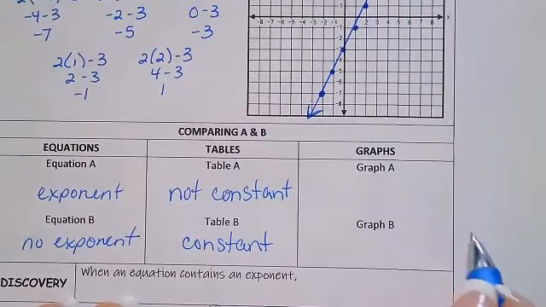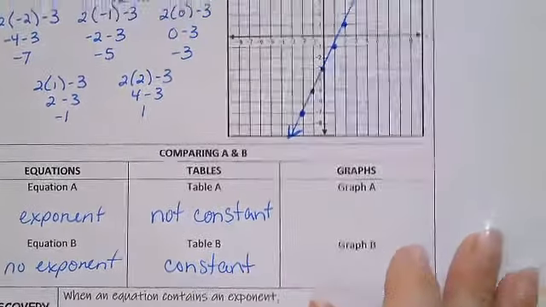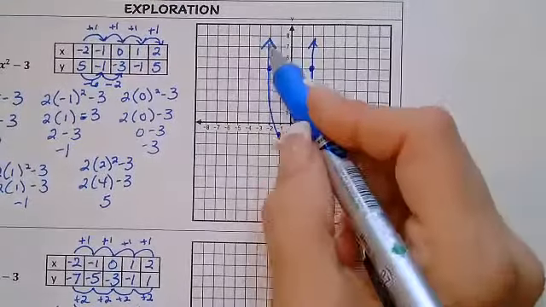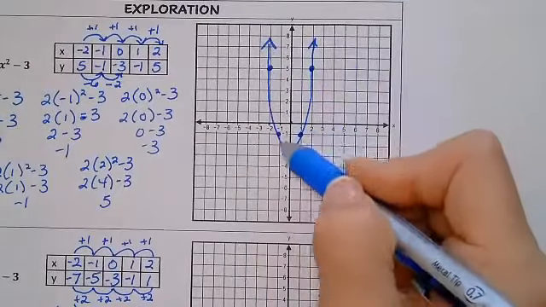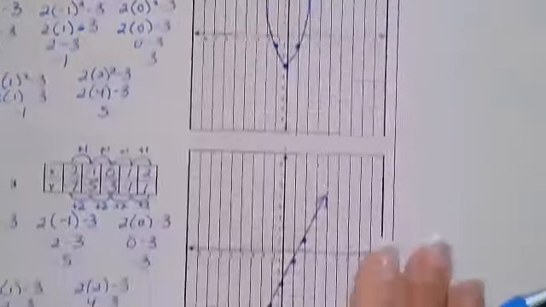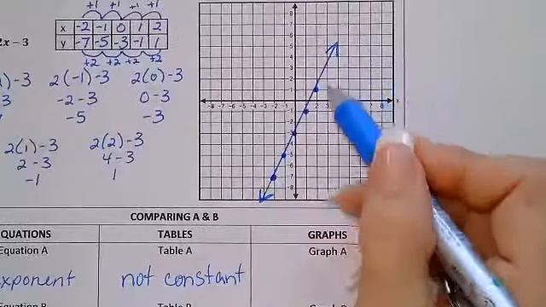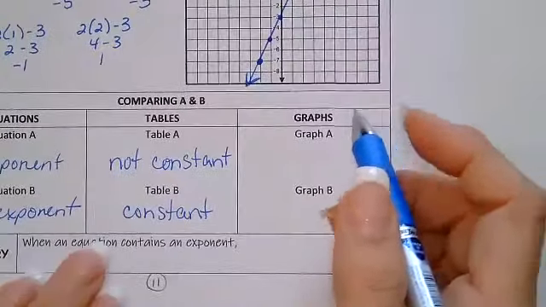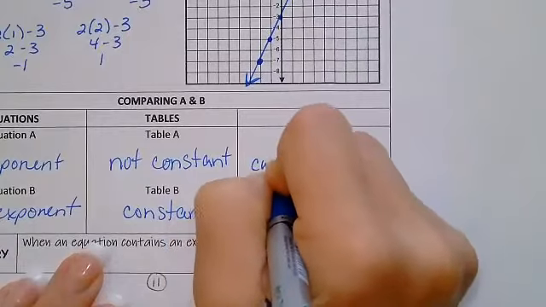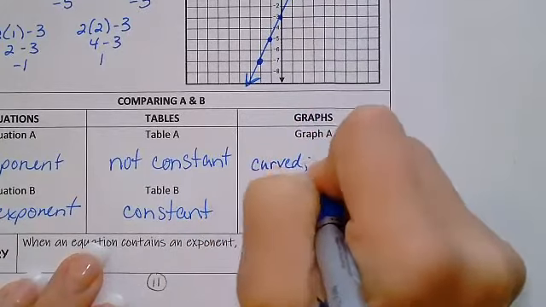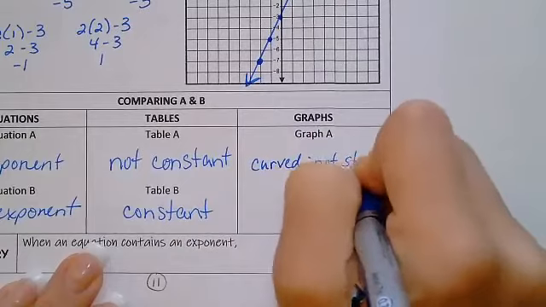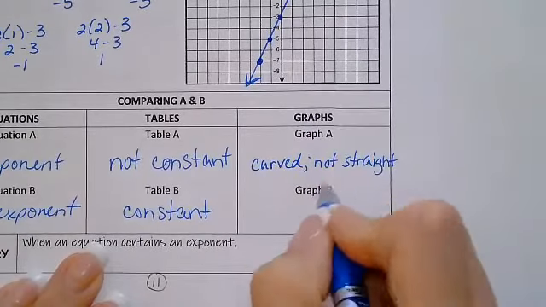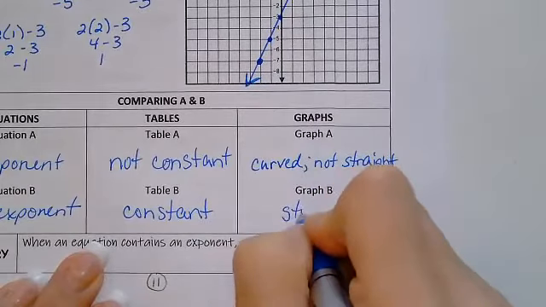All right, now let's compare the graphs. So graph A was curved. It is a curved line. It is not straight. Graph B is a straight line. So graph A, curved or not straight. Graph B is straight.